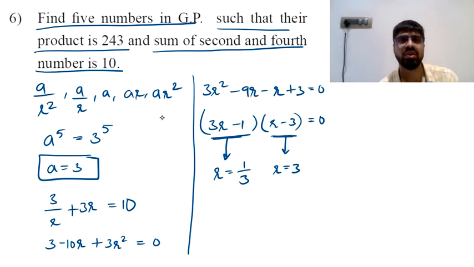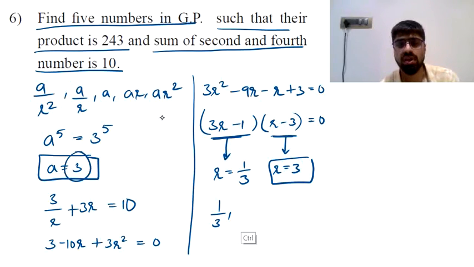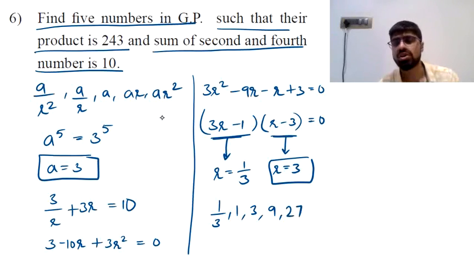Again, in this case also, whether you take R as 1 by 3 or you take R as 3, the sequence of numbers that you will get will be the same only. So if you take R as 3 and A as 3, then the first number will be 3 upon 3 square, that is 3 upon 9, which is 1 by 3. The second number will be A by R, that is 3 upon 3, which is equal to 1. The next number is A, which is equal to 3. The next number is A into R, that is 3 into 3, which is 9. And finally the last number is 3 into 3 square, that is 9 into 3, which is 27.